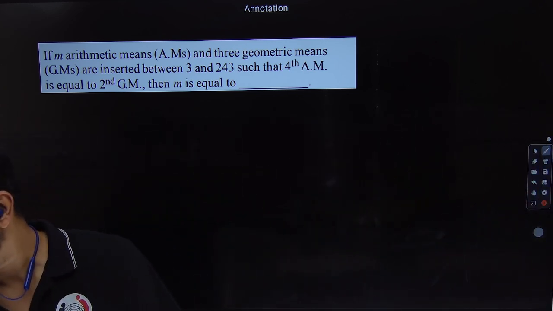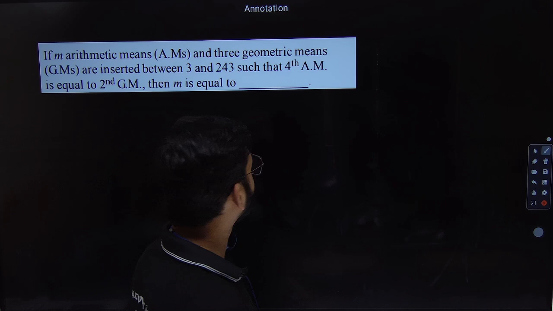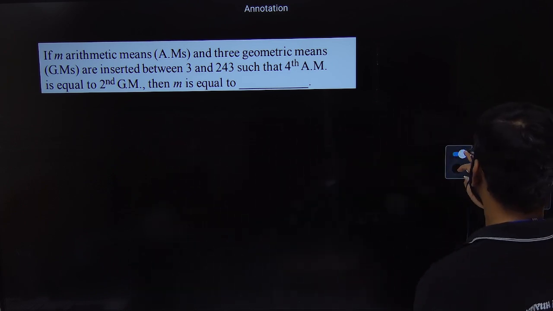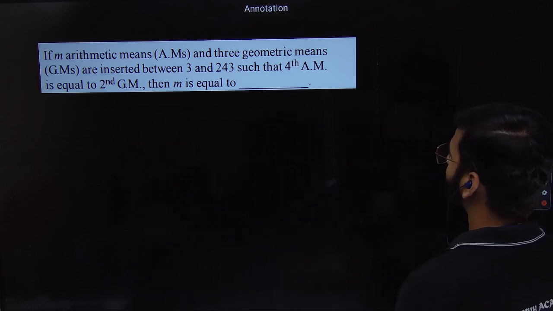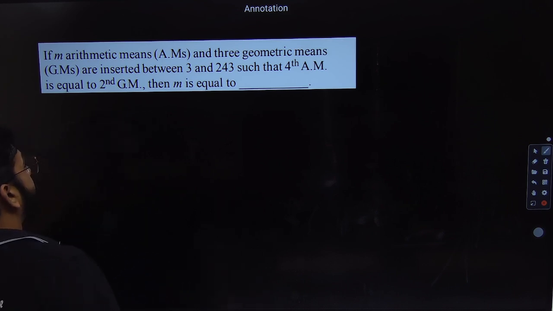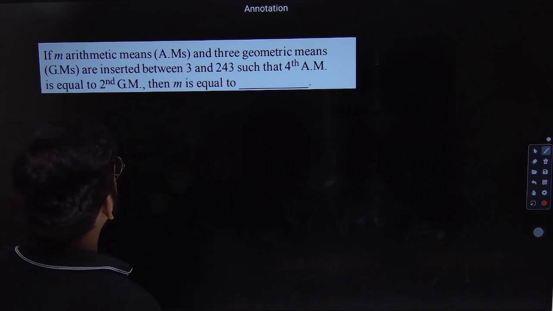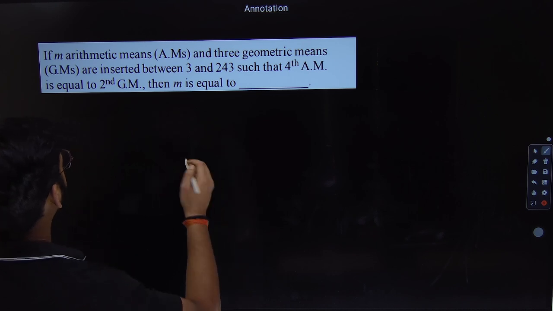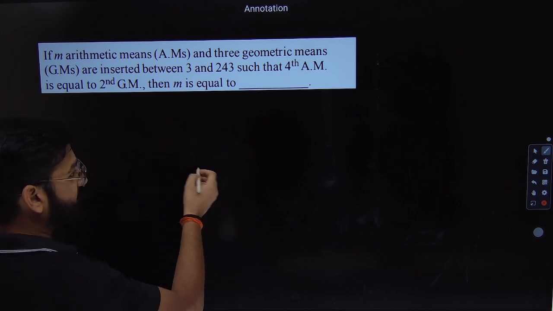Yes, any answers? No idea. Anyone? The student who got the answer for this. It's a simple question. If you remember the basics of AM and GM, see, I'll quickly revise it.